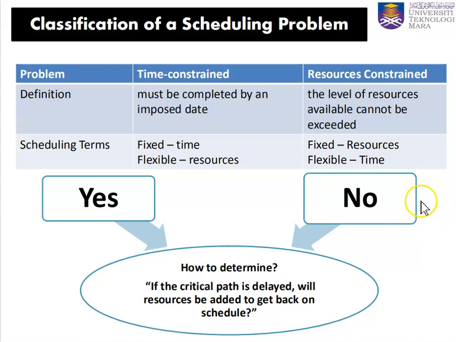So how do we determine this? If the critical path is delayed in a network diagram, will resources be added to get back on schedule? If resources can be added to get back on schedule, yes, if we answer yes, we can add more resources, then we'll say it's a time constraint scheduling problem. But if resources cannot be added, which means that we have to delay the time, then it is a resource constraint scheduling problem. So we have two types of scheduling problem, time constraint and resource constraint.